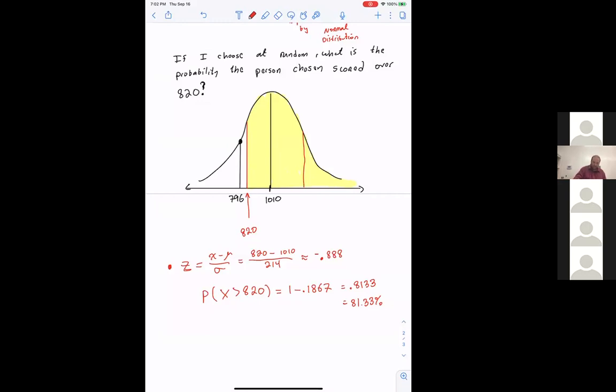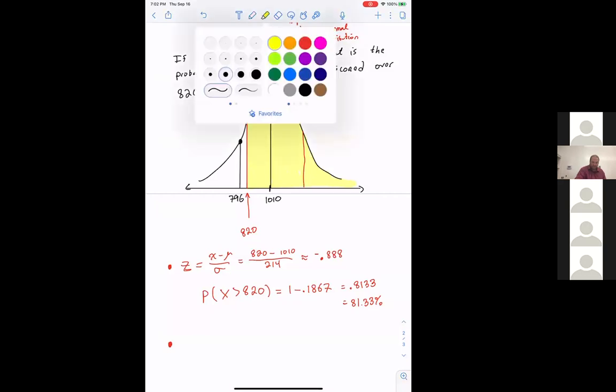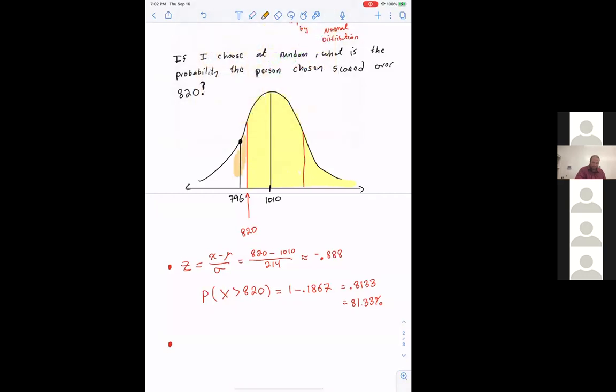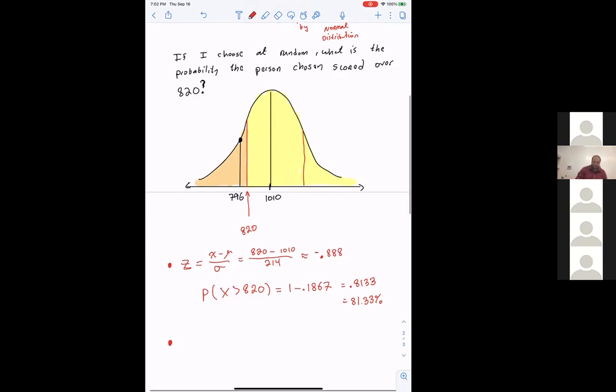Where did you get that 1 minus from? Well, the book gives us 0.1867, but what the book gives us is to the left. I don't want to the left, I want to the right. So you do the 1, which is all the way to the right, minus that small part to get the percentage, because 1 is 100%. 1 is the whole thing. You take away that, you're left with this. Make sense? Yes, totally. Okay.